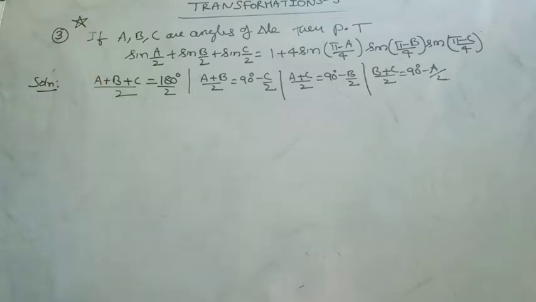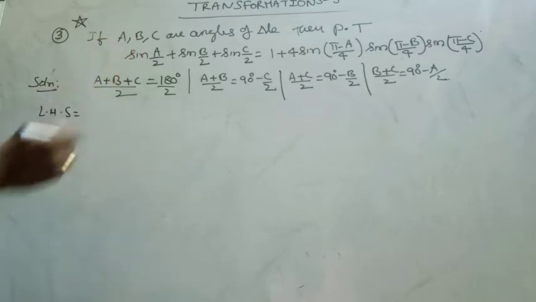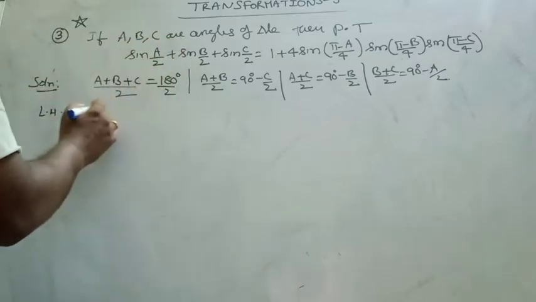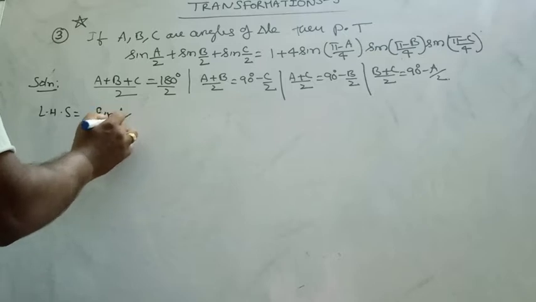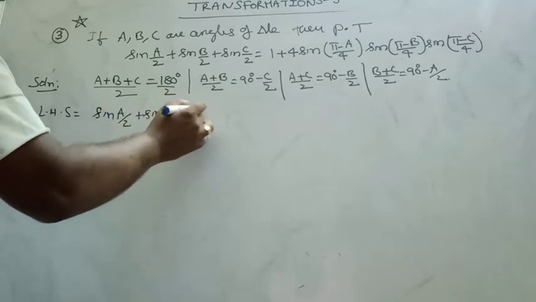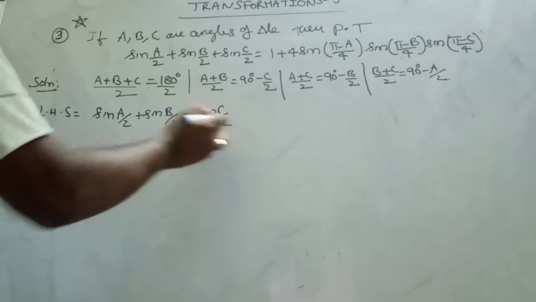Now let us take, my dear students, the left hand side part. What is the left hand side part we are having here? Sin A by 2 plus sin B by 2 plus sin C by 2. Let us apply that formula. We have sin A by 2 plus sin B by 2 plus sin C by 2, like this.